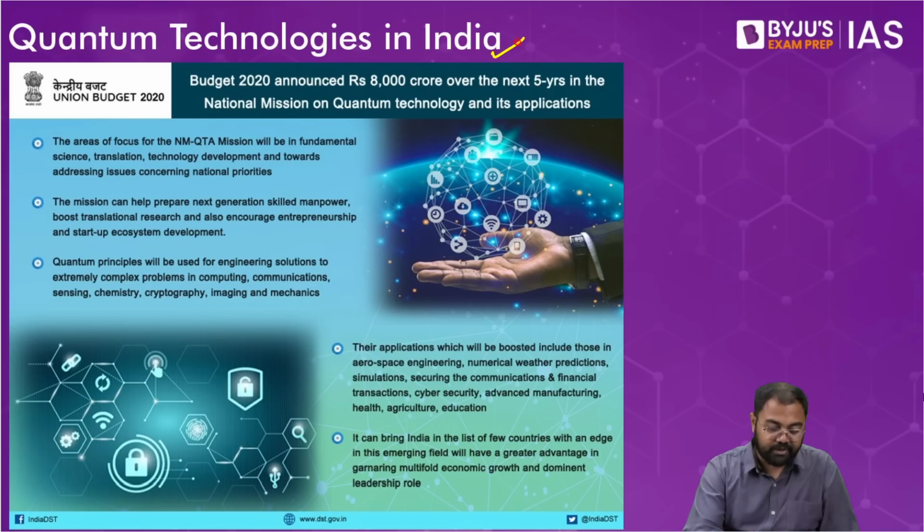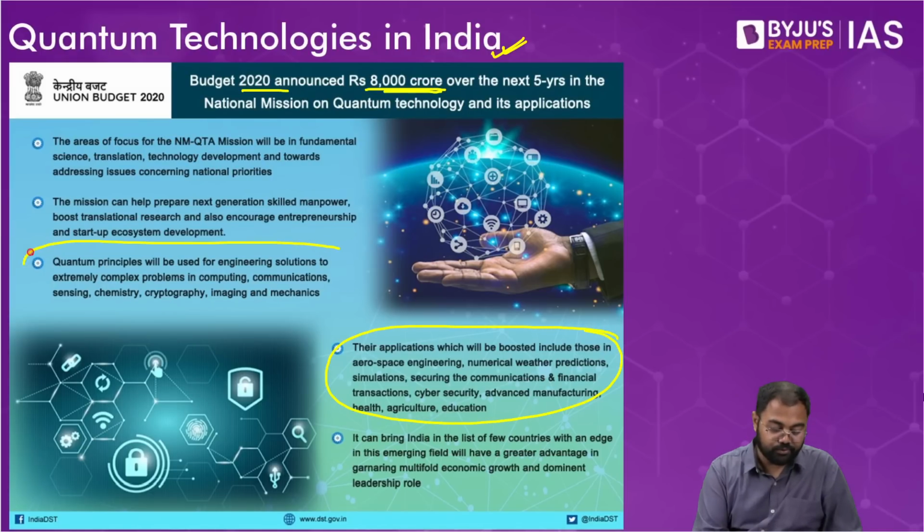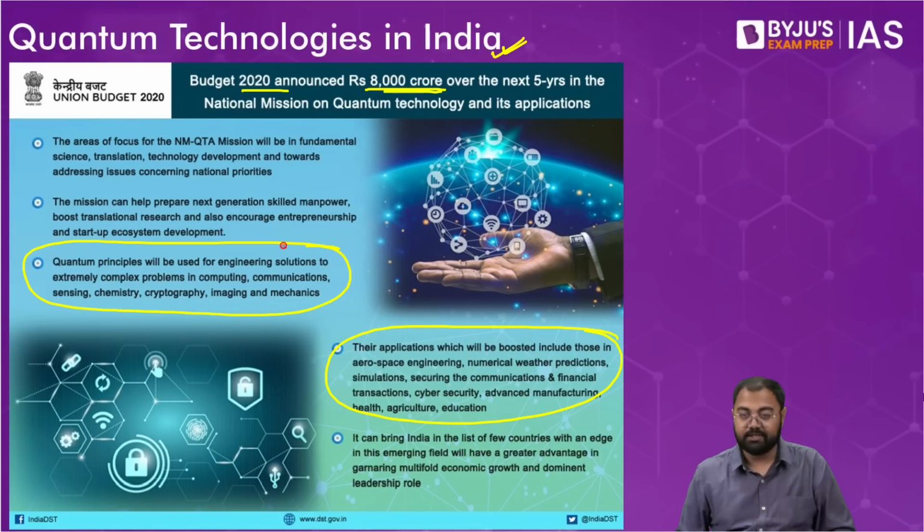Now, when it comes to India, in budget 2020, India had announced a total of 8,000 crores over the next 5 years, so that now we would start working on quantum technologies, and we'll look at different applications of quantum technologies. That where exactly can we use quantum technologies? So that's why all these applications and all these areas where we can use the quantum principles for solutions. So we started working on it.